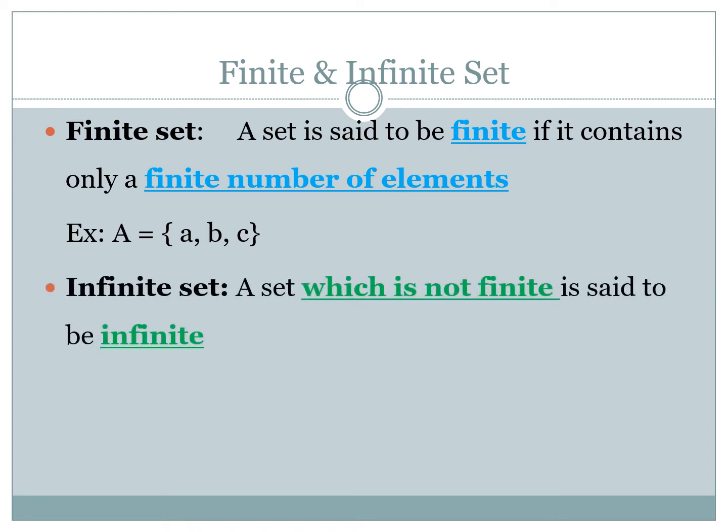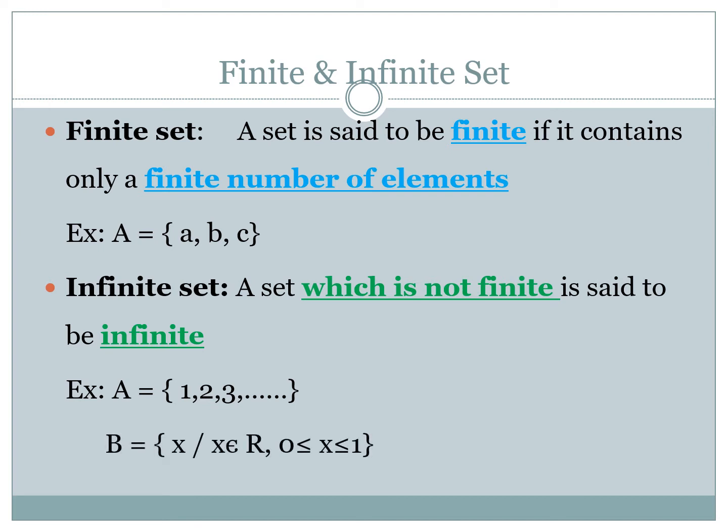A set is said to be infinite if that set is not finite. For example, A equal to the set {1, 2, 3, etc.}. Here the members of the set A are listed out, but the number of elements of set A is not finite.